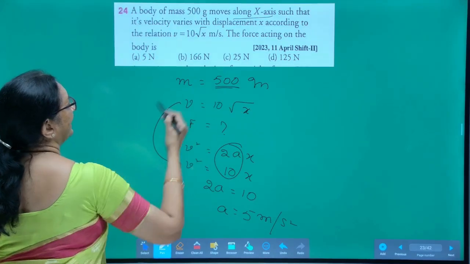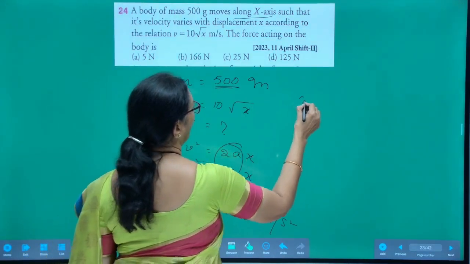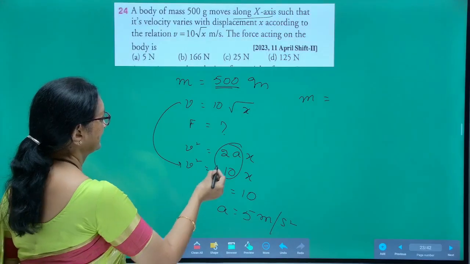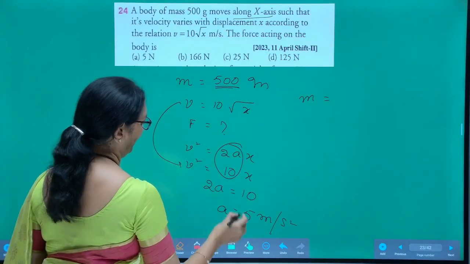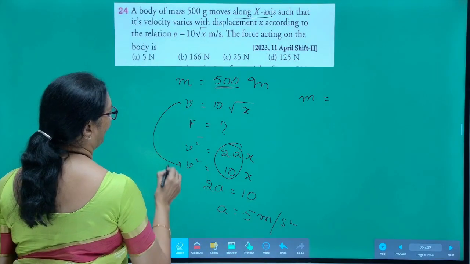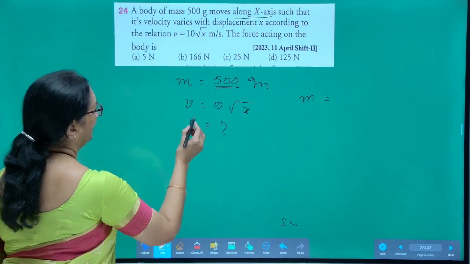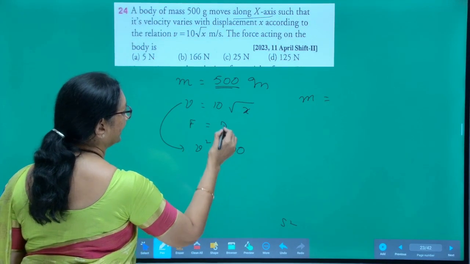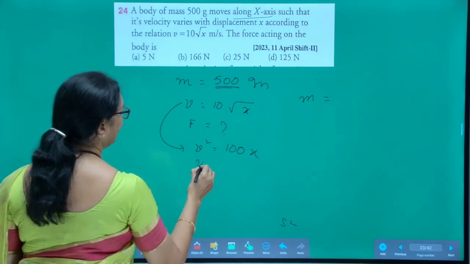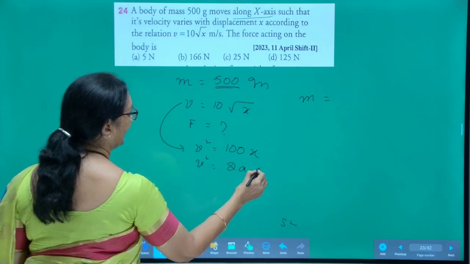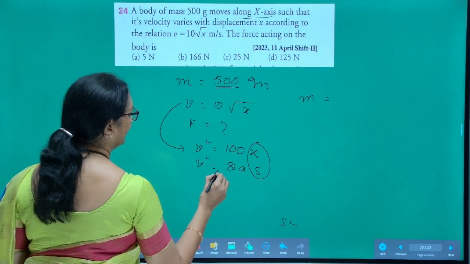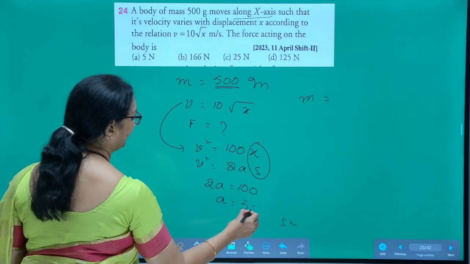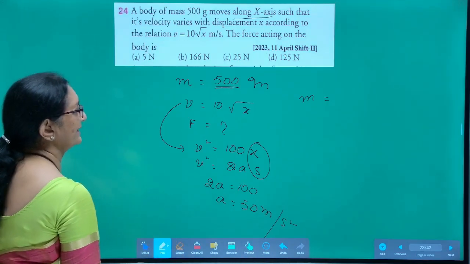Mass is given as 500. Look, if you square this, v square is equal to 10 square, 100x. V square is equal to 2as. If you compare, 2a is equal to 100, a is equal to 50 meter per second square.